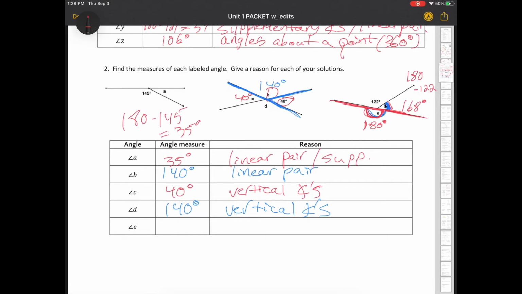Now, if we were to go and add these two, so if we add 68 and 180, we get 248 degrees for angle E. And that is because this is a combination of a straight angle as well as a linear pair.